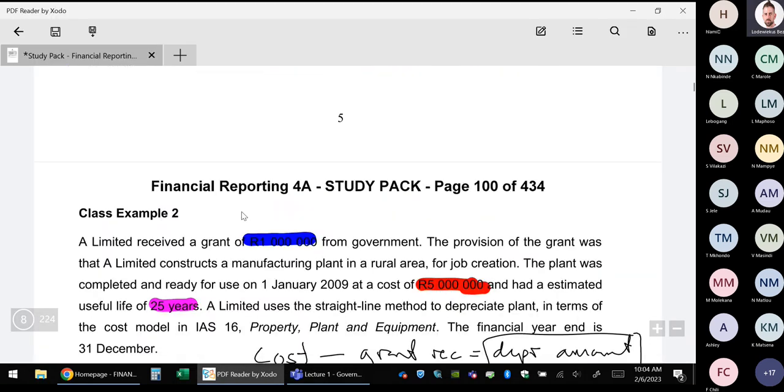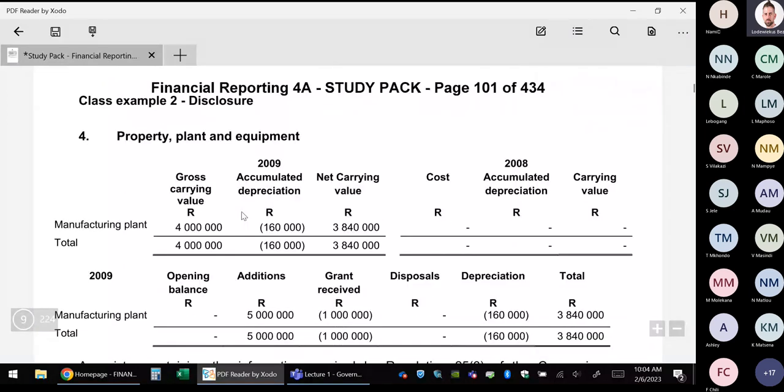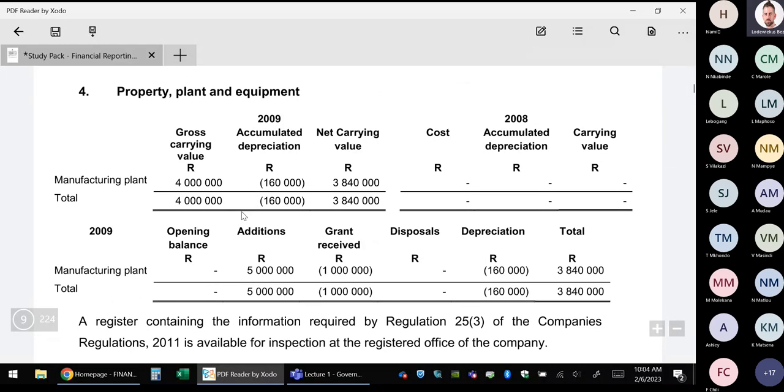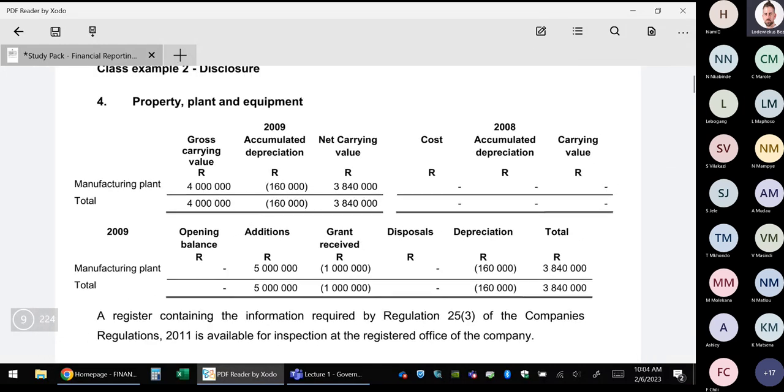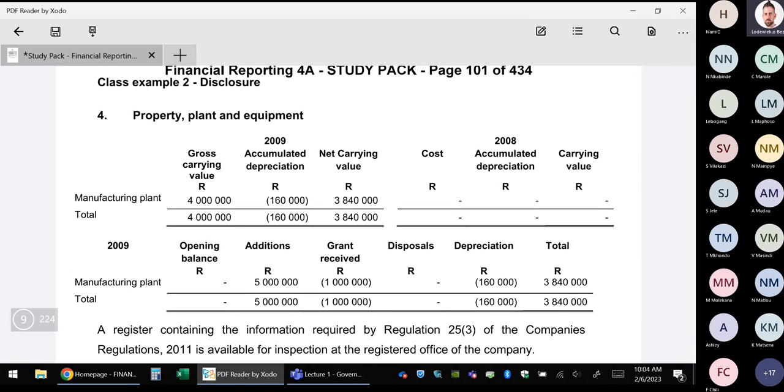Okay, so then we can look at the disclosure, for example 2, and you will see that this disclosure looks a little bit different now than what you are used to. This is the newer disclosure for fixed assets on the balance sheet. So you must please make sure that you can do the disclosure like this.